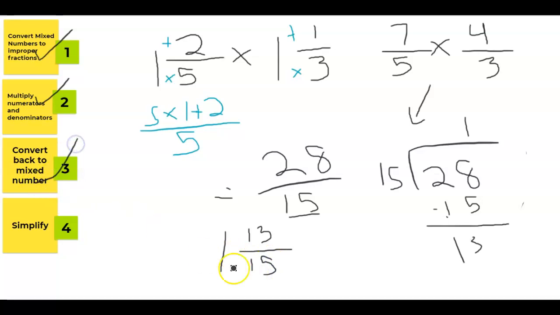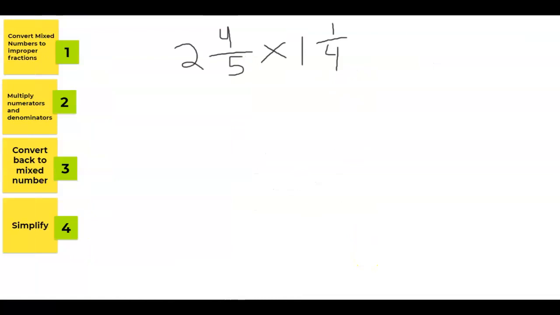Check. Can I simplify? Is there a common factor? No, there is not. 13 and 15 are way too close, so that's my answer. 1 and 13/15. Let's try another one, guys. Here we have 2 and 4/5 times 1 and 1/2. So remember, step 1 is to convert into those improper fractions. So I'm going to multiply and add, right? Multiply and add.